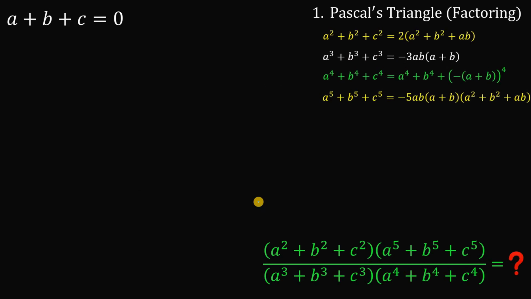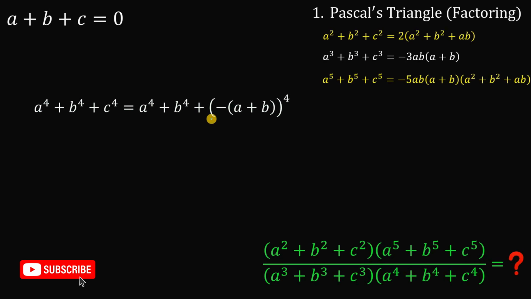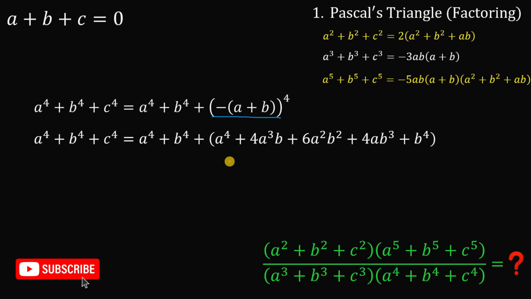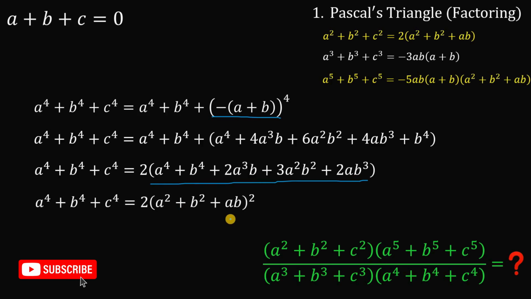Now let's get the sum of fourths. And again, we will do the same thing. Expand this using Pascal's triangle. Now combine like terms. And then what we're going to do is to factor this out. And take note, this expression right over here can be factored nicely as a squared plus b squared plus ab raised to the power of 2. So this is the equivalent of sum of fourths. Now let's set aside this result.